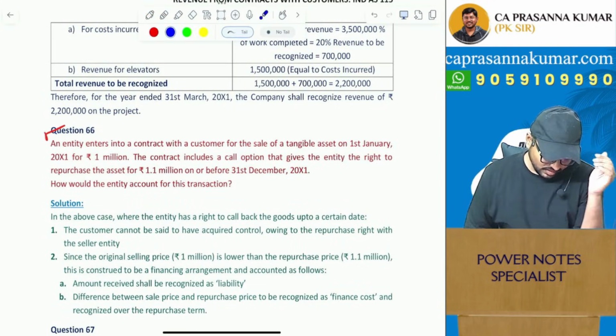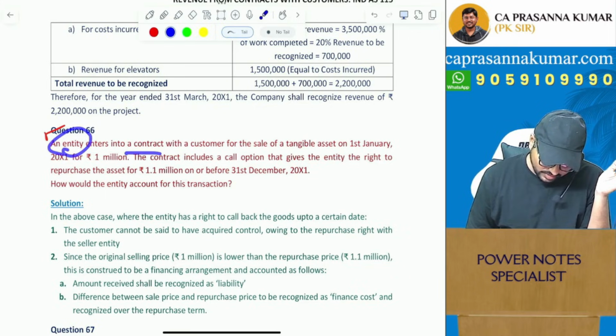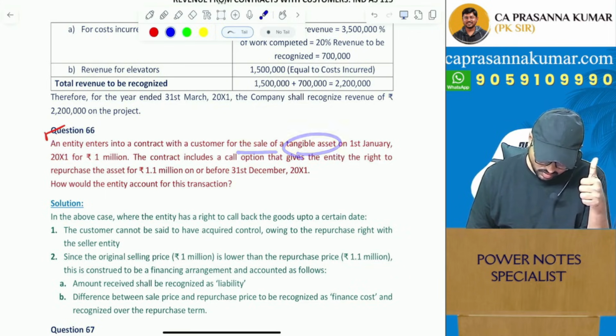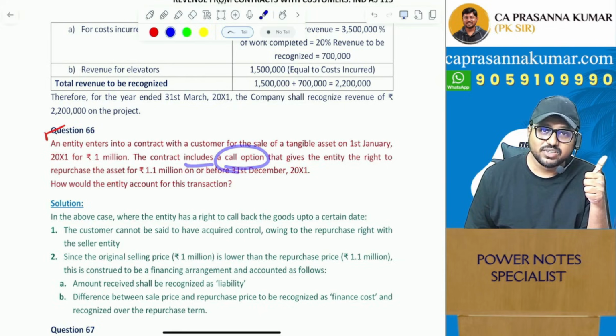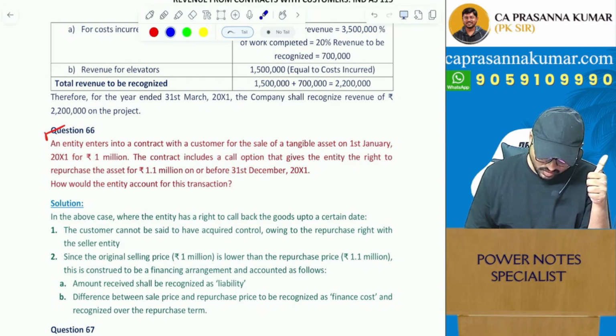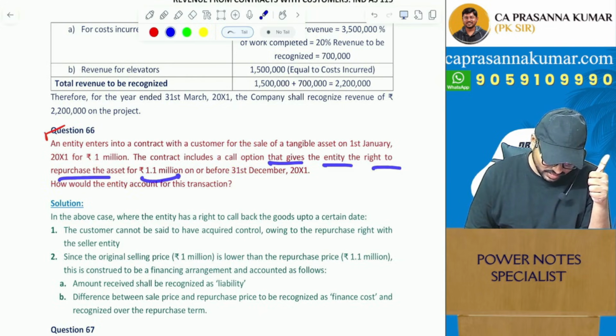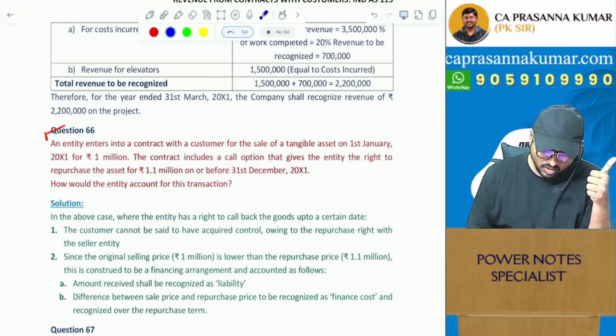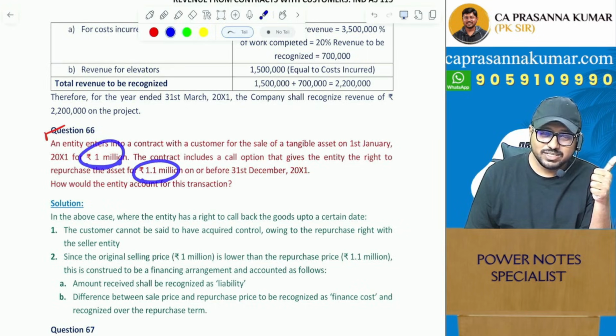See here. An entity enters into a contract with a customer for sale of a tangible asset on 1st January for 1 million. The contract includes a call option, right to buy, that gives the entity the right to repurchase the asset for 1.1 million. Very simple. Call option, forward agreement, the treatment is the same. So the repurchase price is greater than the sale price, which means it's a financing arrangement.